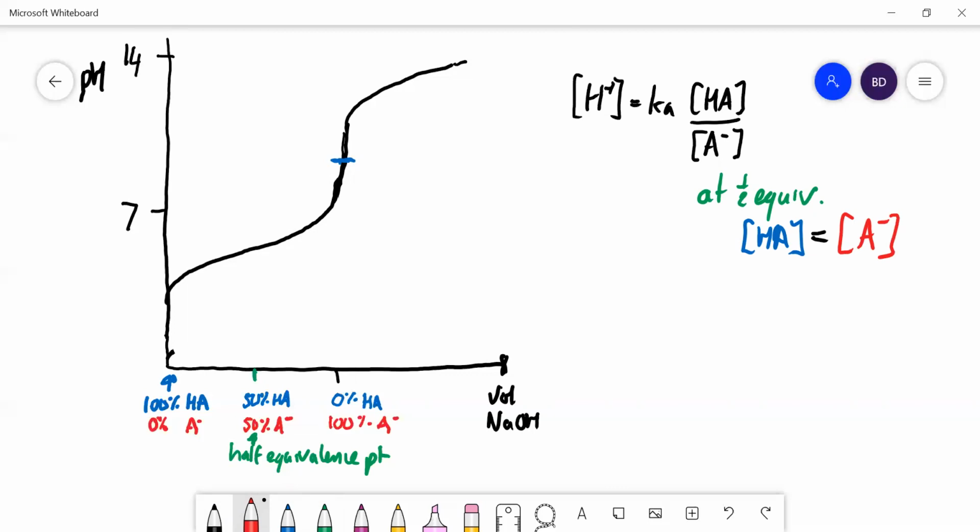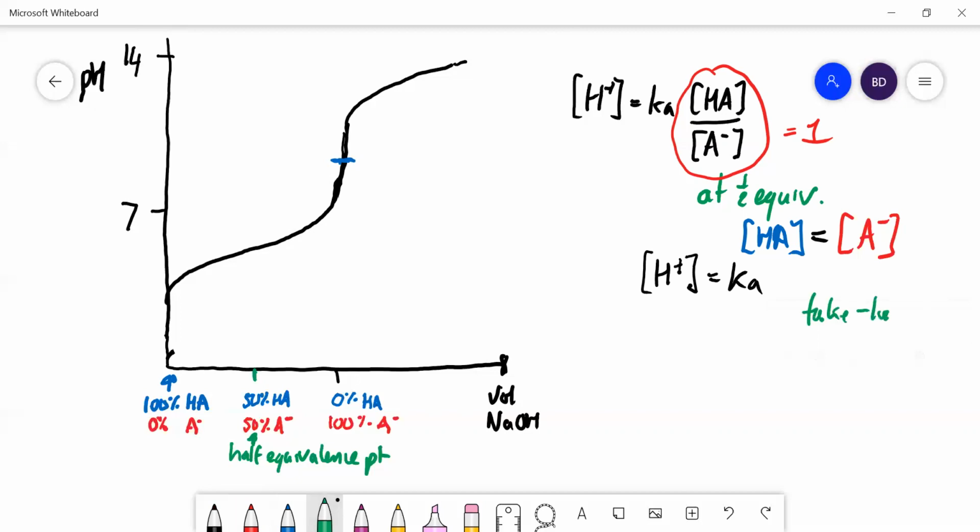So that means this fraction here is equal to 1 at the half equivalence point. So at the half equivalence point, we can say that H plus is going to be equal to Ka. Now we're going to take minus log of both sides of the equation. And what do we get? Well, the minus log of H plus is equal to pH. And the minus log of the Ka is given a special name, and we call that pKa.